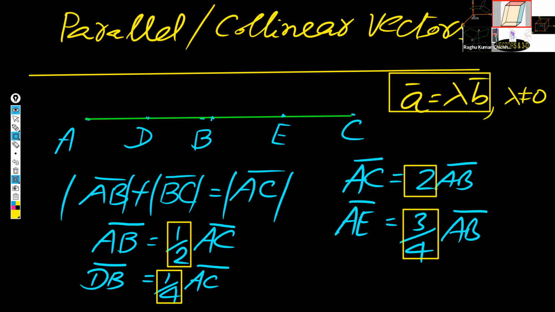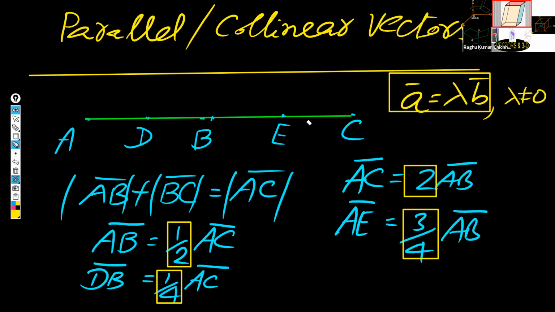So this is the condition you have to learn in vectors. If you want to prove two vectors are parallel or collinear, then form a linear relation like this. This is what I have explained through an example. Now, if I take a problem, then you will be more comfortable. Let me take a problem here.